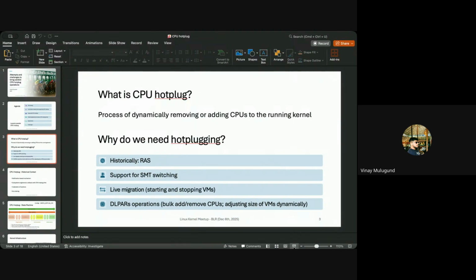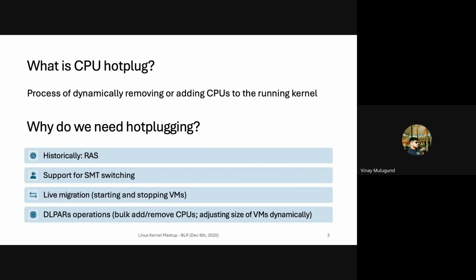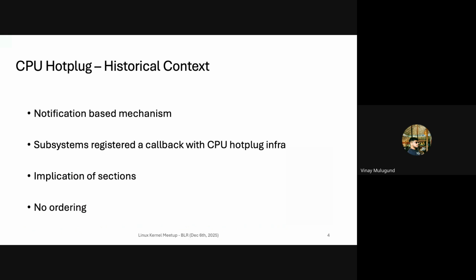DLPAR operations, which are dynamic partitioning operations, also rely on CPU hotplug to adjust the size of a VM in a virtualized environment at runtime. So we, hypervisors, in platforms which support dynamically adjusting the size of VMs, make use of the hotplug infra to do that. Okay, next slide, please.